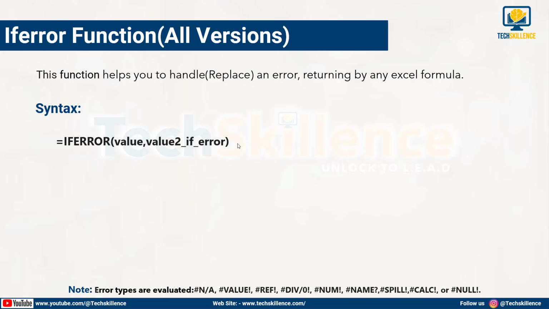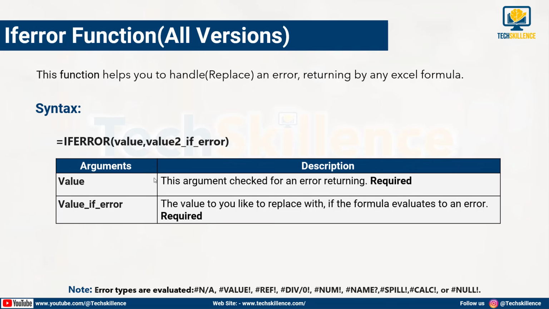What exactly are this value and value if error? Let's go into the details of it. The value parameter is basically checking for any error returned by your formula, function, or a cell value. Remember, it is an important parameter that you must enter. That's why I mentioned it here as required.